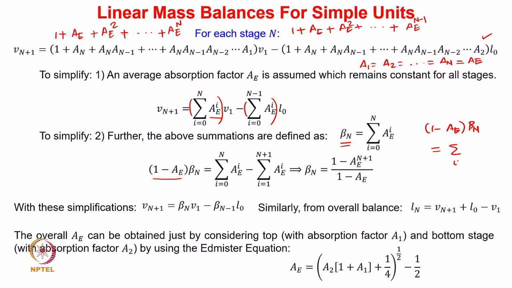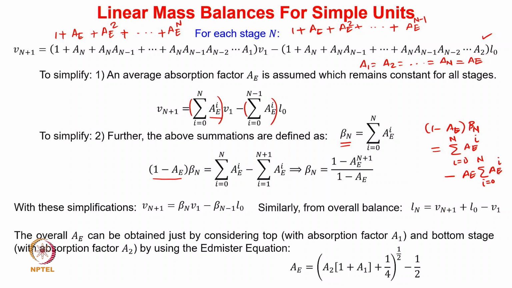So that will be the summation from I equals 1 to n of AEI. This is what we are going to get in the first term, and the second term will be AE into the summation from I equals 0 to n of AEI, correct. So minus this.